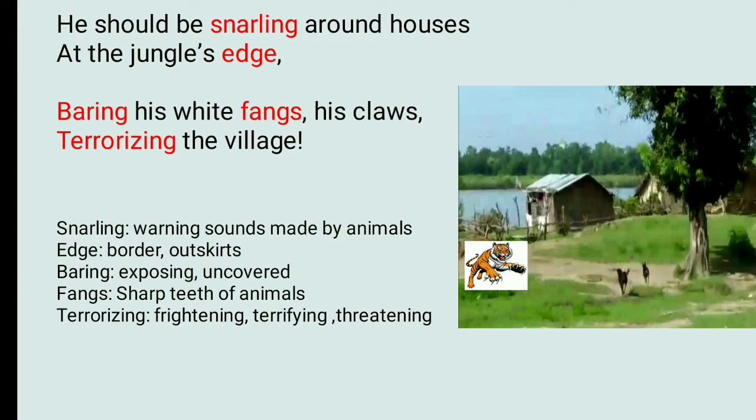And when he would be snarling, at the same time he would also be showing the white fangs and his claws. The fangs are the sharp teeth of the preying animals who attack other animals and kill. Those teeth are known as fangs. So this tiger would be exposing those white fangs and his sharp claws, and in this manner he would be frightening, terrifying the people living in the village areas near the jungles, near the forest.